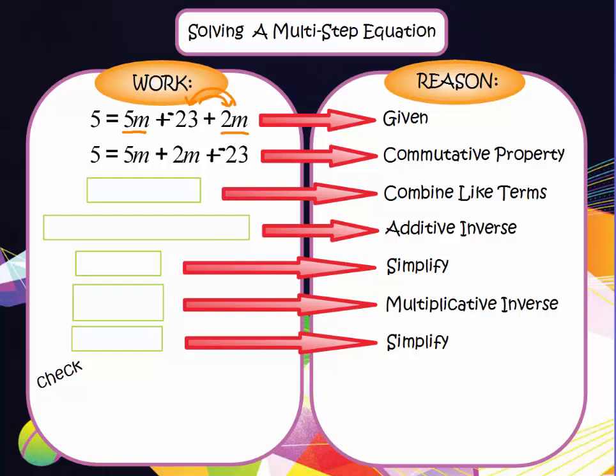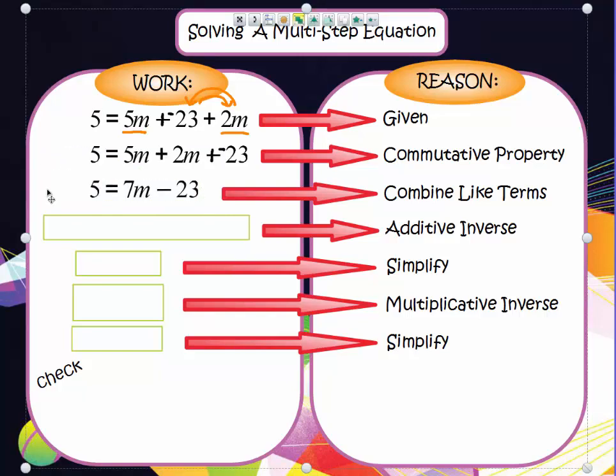Next thing we're going to do is combine those like terms. So I have 5m plus 2m, and that's going to equal 7m. So 5 equals 7m minus 23. Now again, I want to try to get this m by itself. In order to do that, I have to do the order of operations backwards. So notice I have this subtraction here, this minus 23. That's the last thing in the PEMDAS order of operations, so it's the first thing I need to do to start undoing this equation and unraveling it.